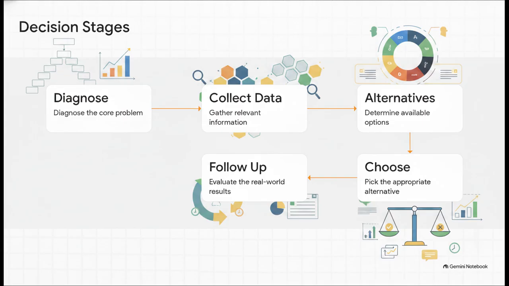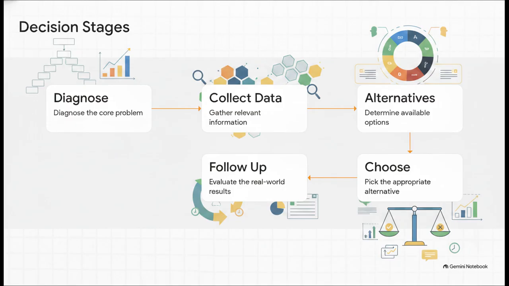Step 1 is diagnosing the true problem, not just the superficial symptoms. Step 2 is collecting relevant data and information to understand the full scope of what you're dealing with. Step 3 is determining available alternatives, basically casting a wide net for possible solutions. Step 4 is rigorously choosing the appropriate alternative.